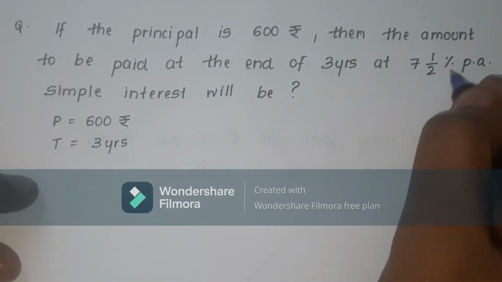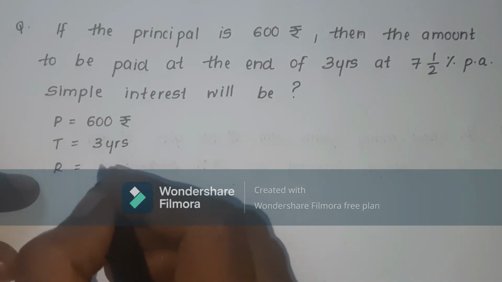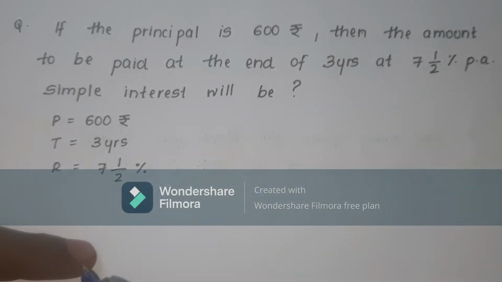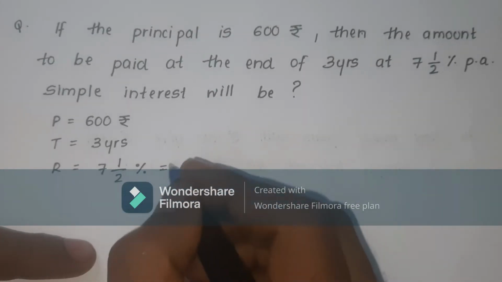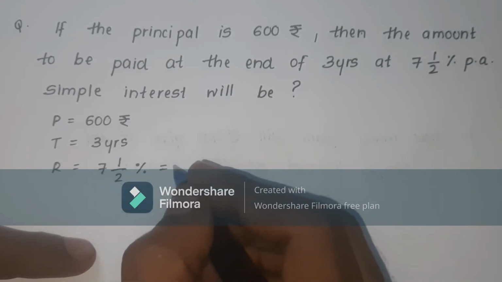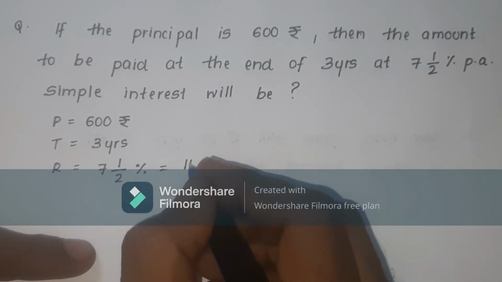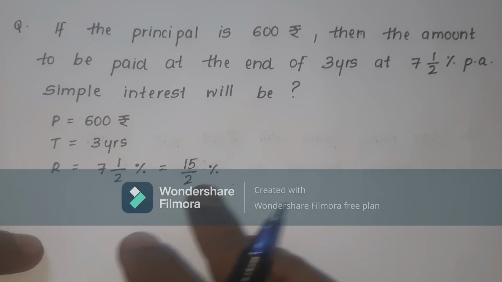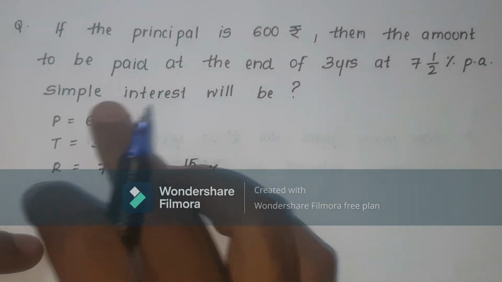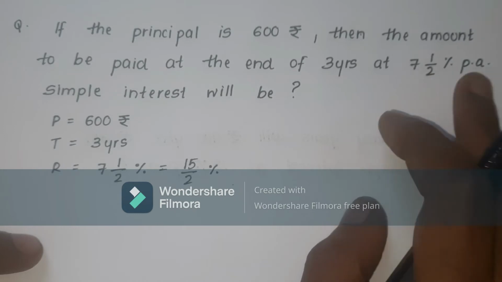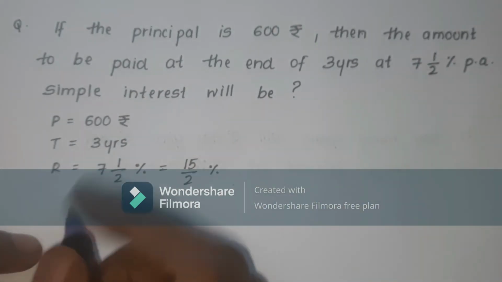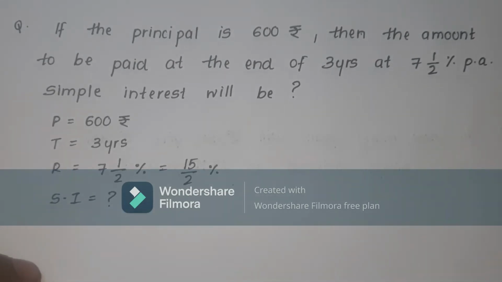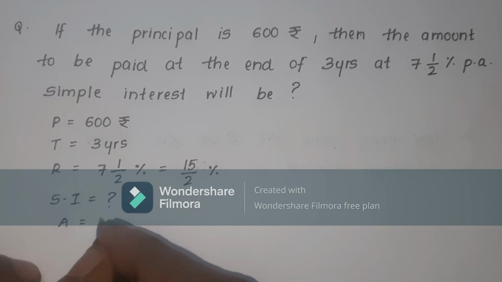At rate, right? This percent means rate. So the rate is also given to us, that is 7 1 by 2 as a mixed fraction. We can simplify this mixed fraction as an improper fraction. Yes, so it will become 15 by 2%. Okay student, and they are saying 7 1 by 2% per annum simple interest. So you need to find out the simple interest, right? And also the amount according to the question.